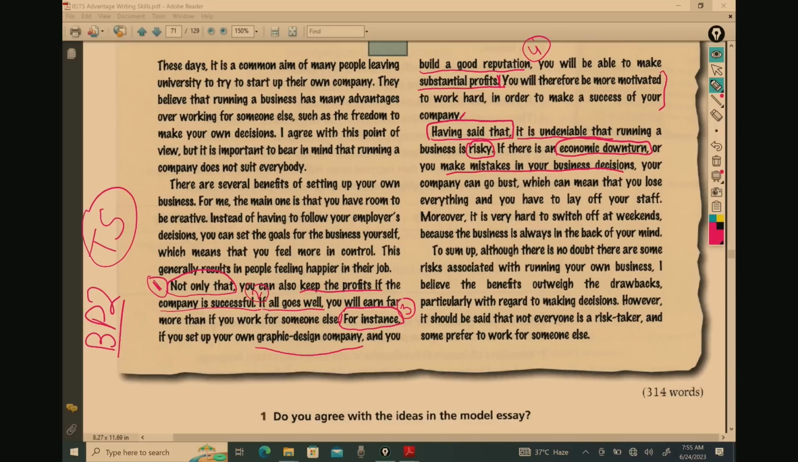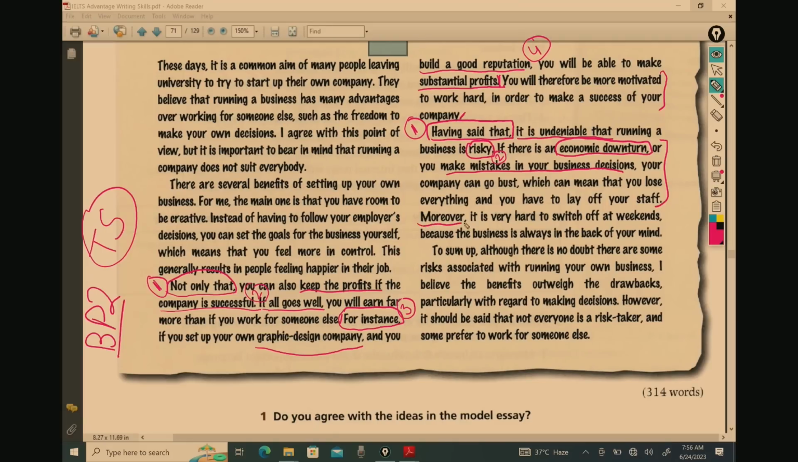You make mistakes in your business decisions, your company can go bust, which can mean that you lose everything and you have to lay off your staff. Now guys, listen carefully. From here to here, it is 1 sentence, right? It starts from here. Now this is sentence number 1 and this is sentence number 2. Okay, so I want you to write this sentence on a piece of paper and try to write 10 sentences like this. This structure is very, very important. So I want you to copy this structure, write it down right away, write it on a piece of paper and learn to write 10 more sentences like this.